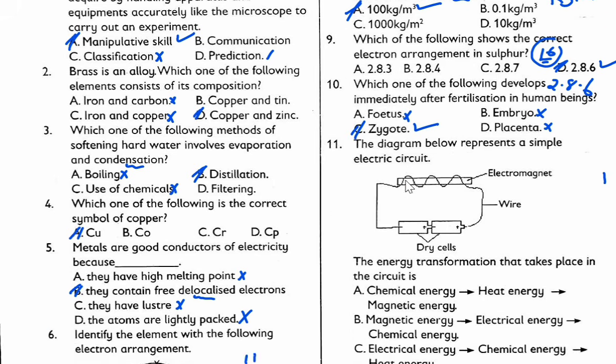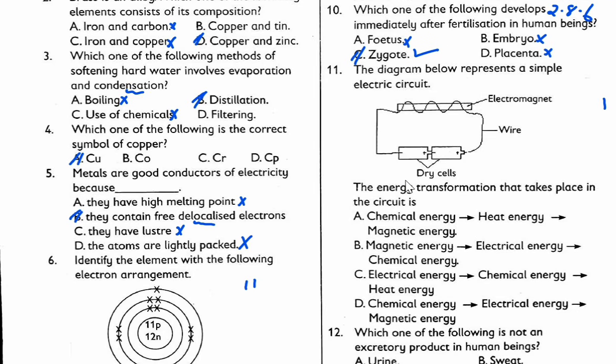We continue to question number 11. The diagram below represents a simple electric circuit. You can see here we have dry cells, a wire, and then here we have an electromagnet. The energy transformation that takes place in the circuit is, here we have the options A, B, C, D.